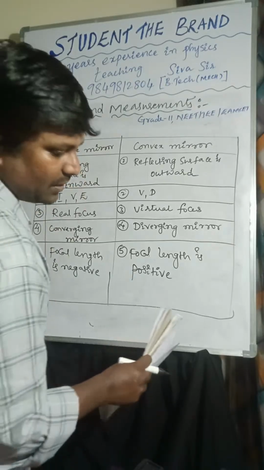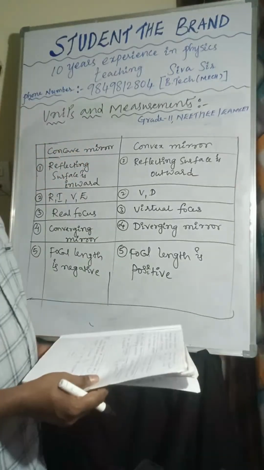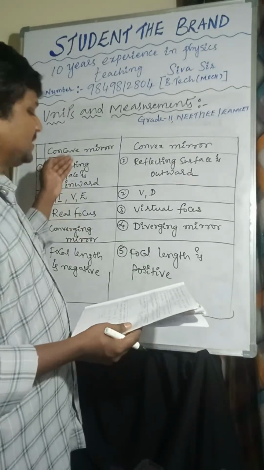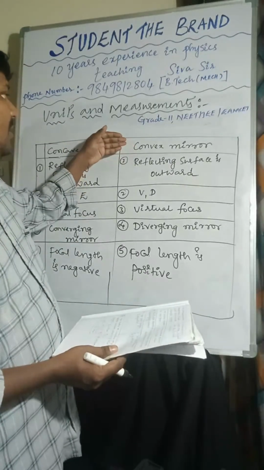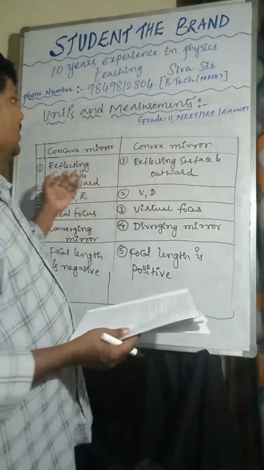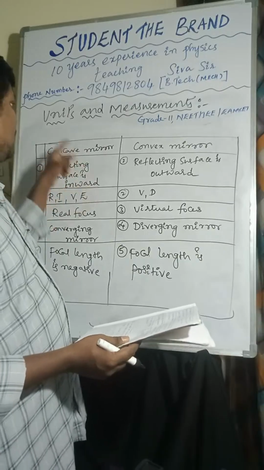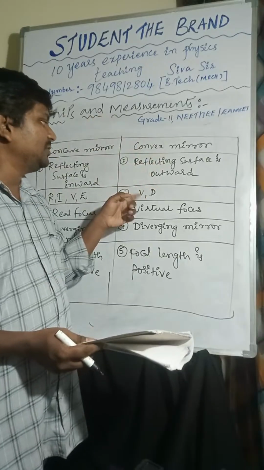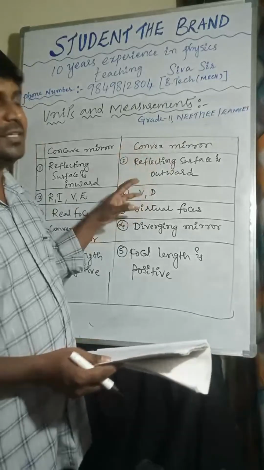In a concave mirror, the reflecting surface is bulged inward. In a convex mirror, the reflecting surface is bulged outward. Here the concave mirror forms a real and inverted image, or a virtual erect image, whereas the convex mirror forms a virtual and diminished image. Always a virtual and diminished image will form.